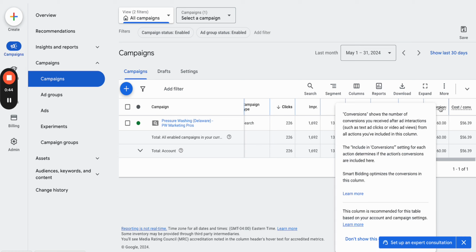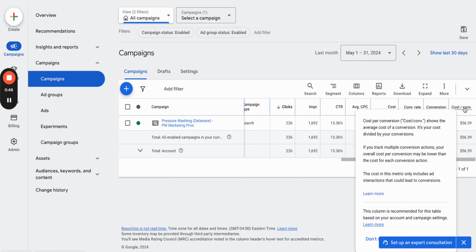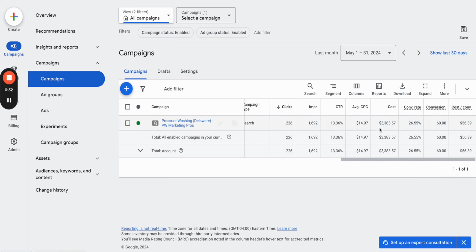So conversions are just leads, guys. These are how many leads we're getting. Cost per conversion is like cost per lead. Conversion rate is how many people clicked, and out of those people that clicked, how many of them became leads. So it's that ratio. We're going to go over what is a good conversion rate in a Google Ads campaign. Then also, here's the total spend.